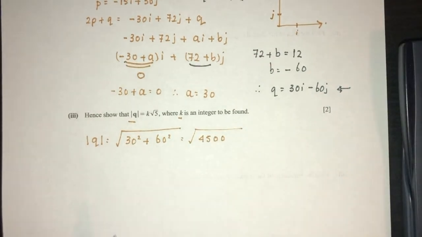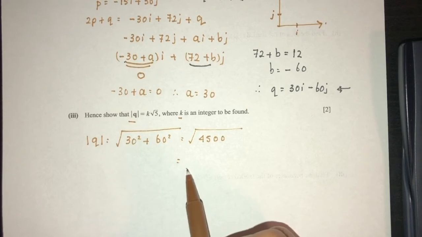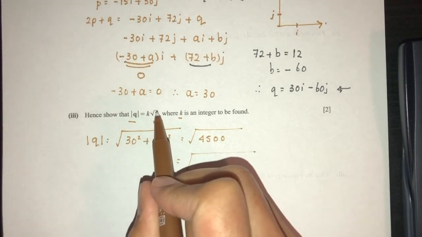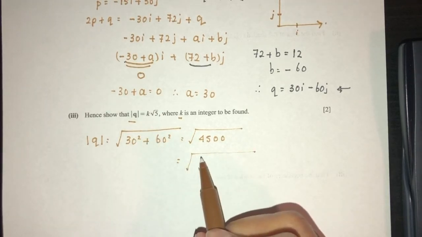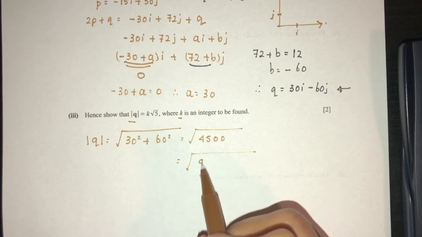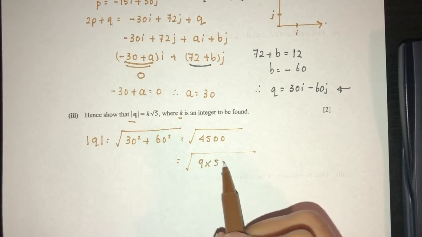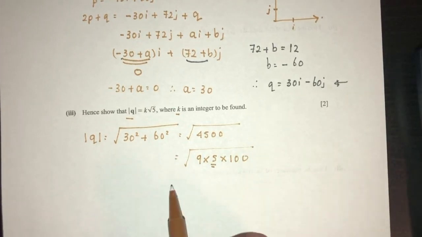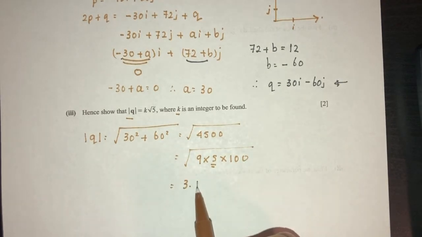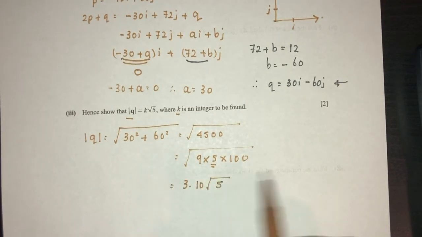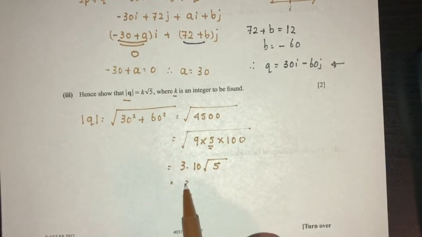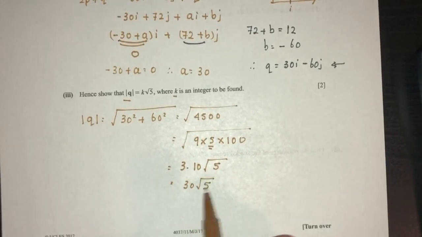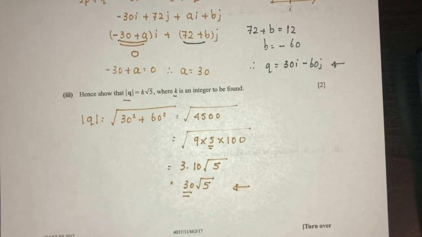Now we can rewrite this as factors to help you find the other values. We need to have a 5 inside, so we know that this can be 9 times 5 times 100. Basically, this 5 has to remain inside. Now the rest: root of 9 is 3, root of 100 is 10, and the remaining 5 will be inside, so your answer has to be 30 root 5, where k is an integer, which is 30. Okay, that will be your question number 5.